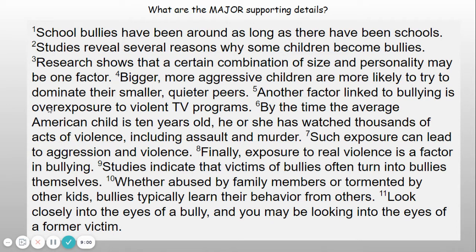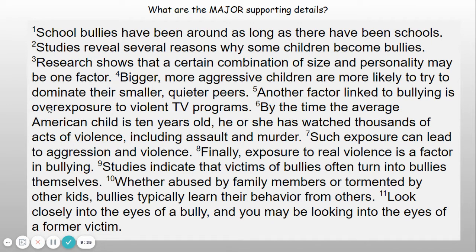School bullies have been around as long as there have been schools. Studies reveal several reasons why some children become bullies. Research shows that a certain combination of size and personality may be one factor. Bigger, more aggressive children are more likely to try to dominate their smaller, quieter peers. Another factor linked to bullying is overexposure to violent TV programs. By the time the average American child is 10 years old, he or she has watched thousands of acts of violence, including assault and murder. Such exposure can lead to aggression and violence.